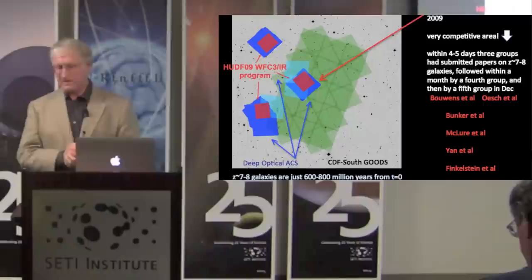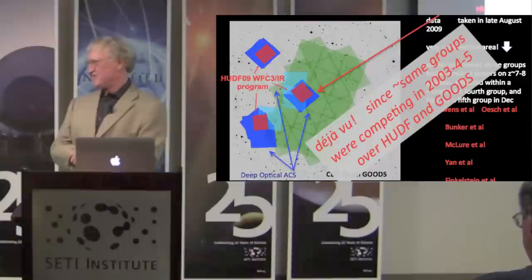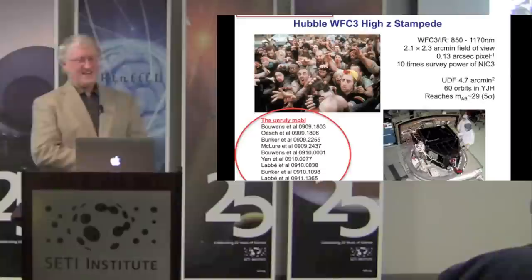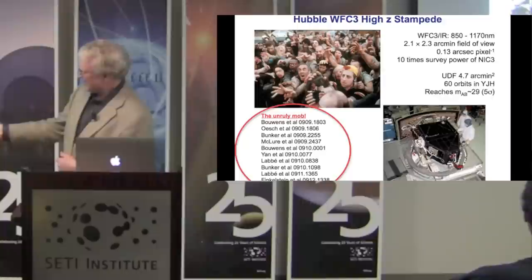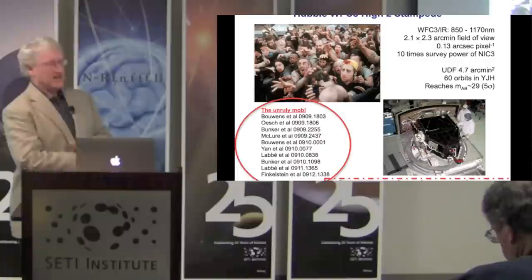web on this area. Interestingly enough, these are the same groups that were competing when the Hubble Ultra Deep Field data came out in 2003 and 2004, so it was a deja vu situation. Richard Ellis put together what I thought was a beautiful chart with the unruly mob, and then the listing of the papers that were put on astro-ph, submitted, all accepted in the end, or published. And now there are actually 35 papers in less than 2 years on the HUDF09 data.